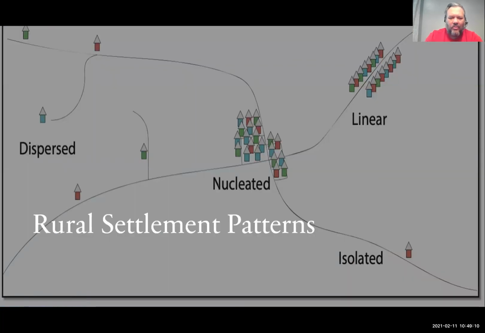So when we look at rural settlement patterns, we have a couple of different ones. So obviously we have linear there. So if there's some main corridor here, everybody kind of lines up along there. Nucleated, we'll just call that clustered. All right. And then we have dispersed, where people are kind of all spread out.